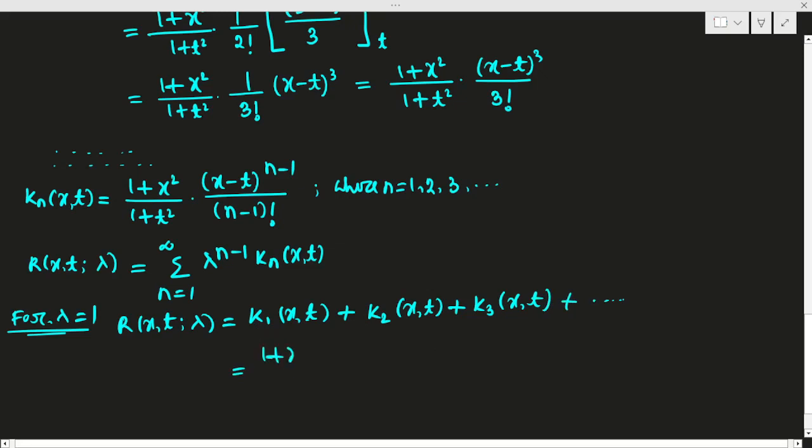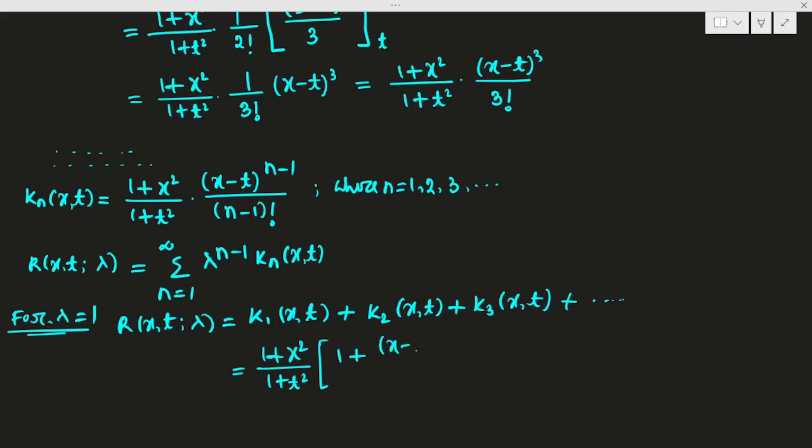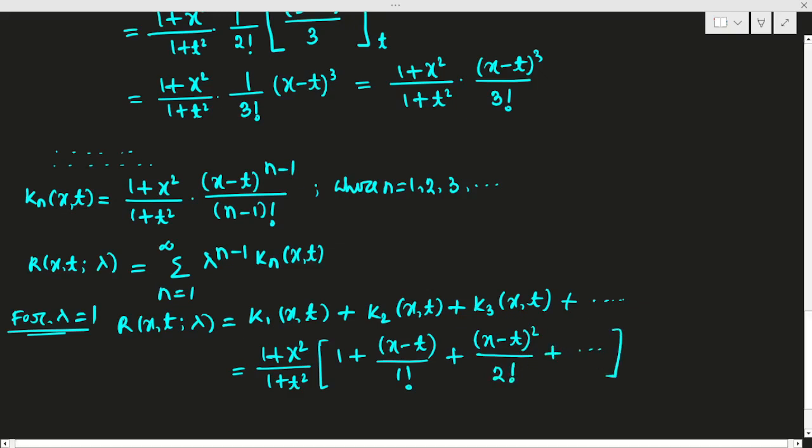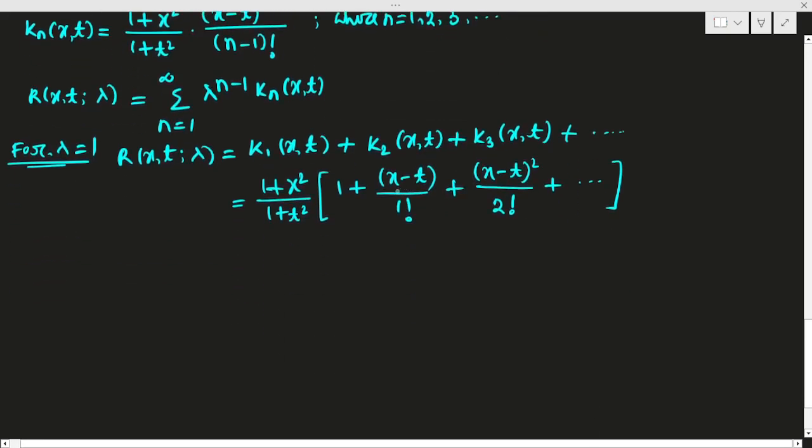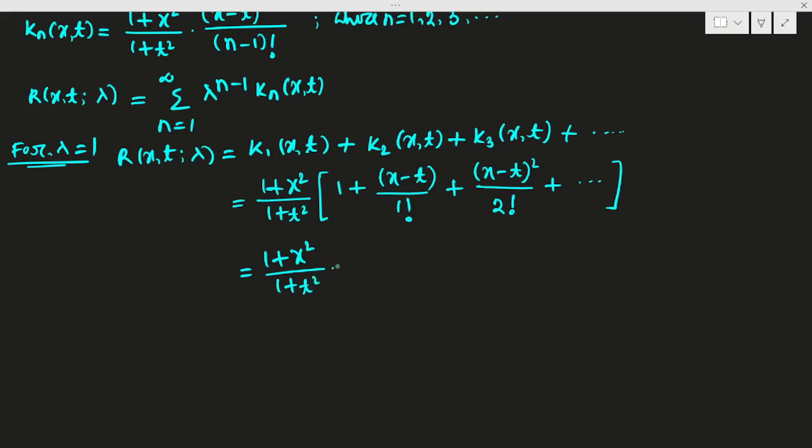So what we get, we can take (1 plus x square) by (1 plus t square), which is common everywhere, and so it will be 1 plus (x minus t) by 1 factorial plus (x minus t) whole square by 2 factorial plus, it will go on. So see here, we all know it is the form of e to the power x minus t. So it will become (1 plus x square) by (1 plus t square) into e to the power (x minus t).